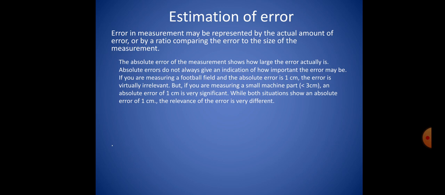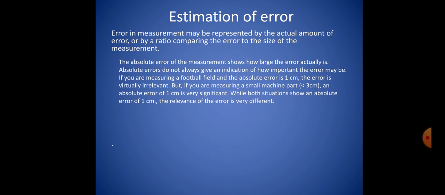So we have started with unit 1, that is units and measurement. Today we are going to discuss another subtopic of unit 1 and an important topic, that is estimation of error. Or you can also say that these are the ways of expressing the error. So there are three ways of expressing the error. We will see them one by one.